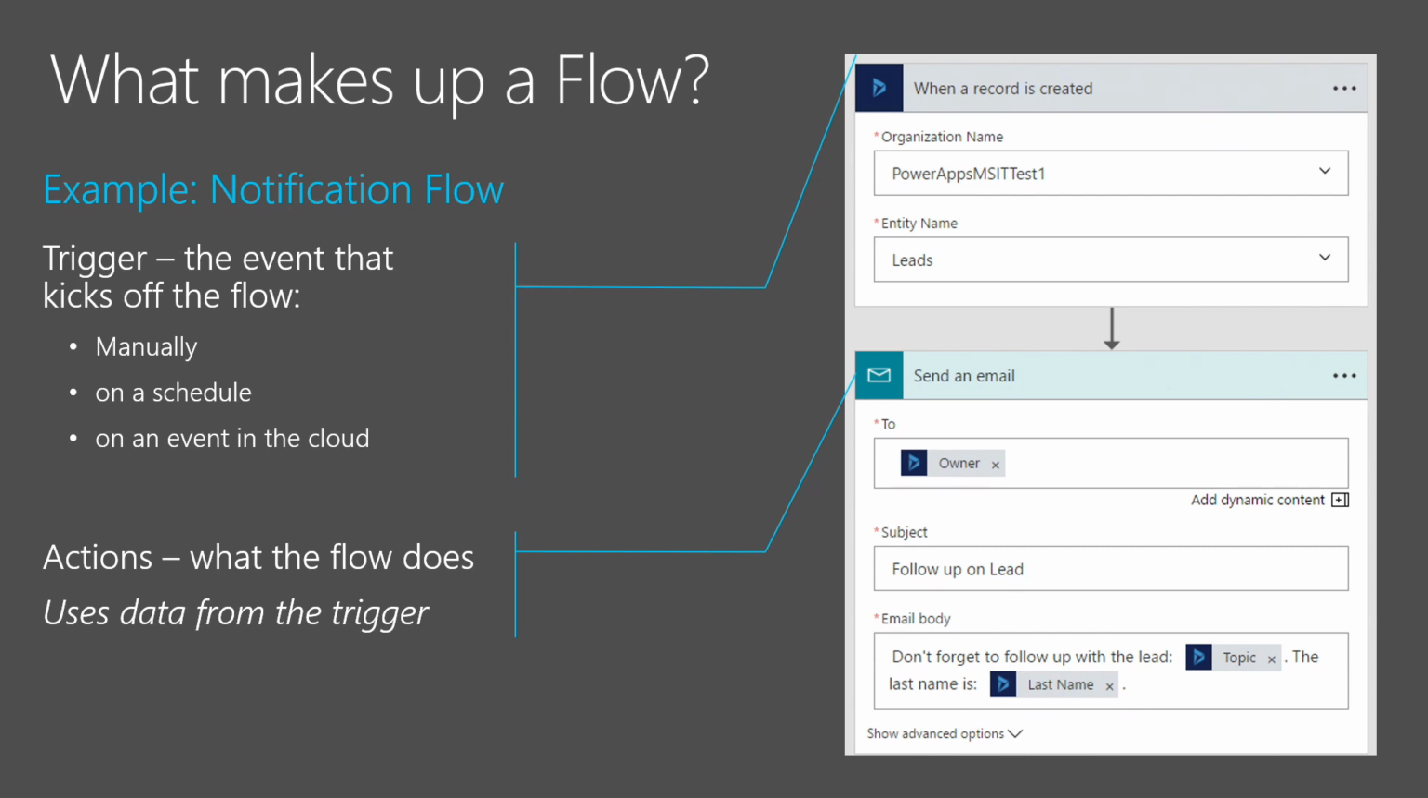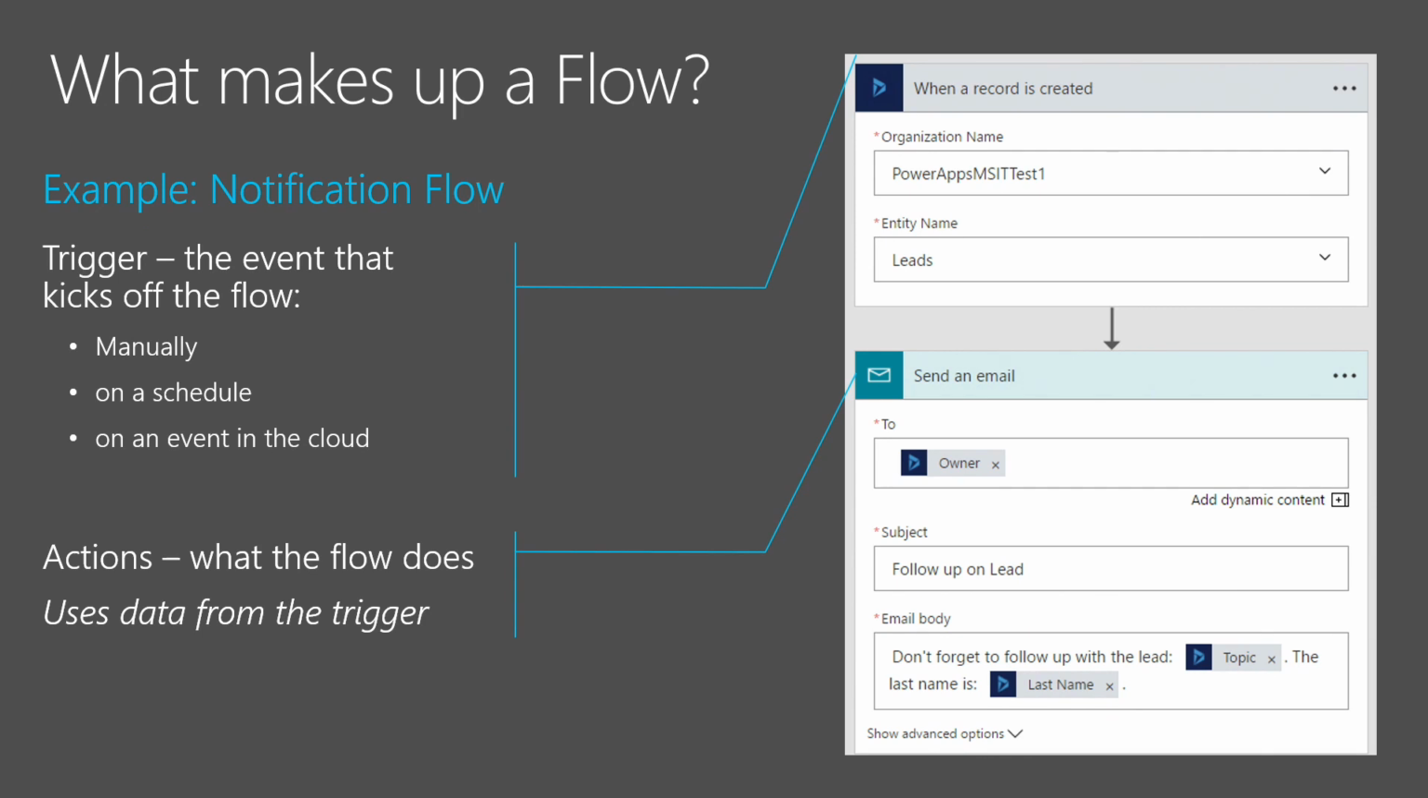So you can run it every minute, every hour, every day, every month, etc. And most commonly, a flow can be triggered based on an event in the cloud. So for example, when a list item is modified, or when a new item is added, or in this case, when a new lead is added in Dynamics CRM.